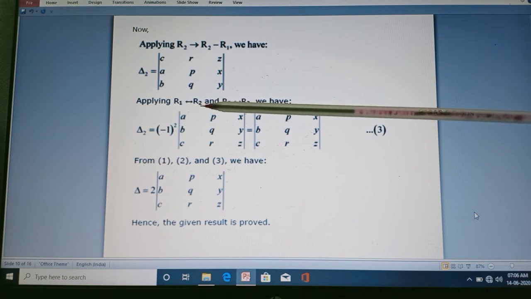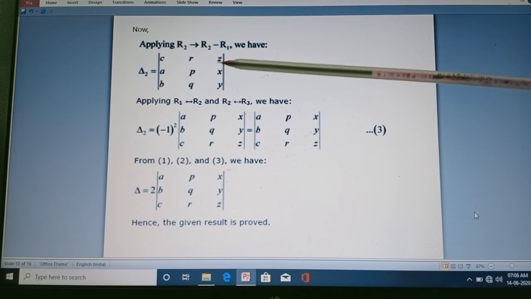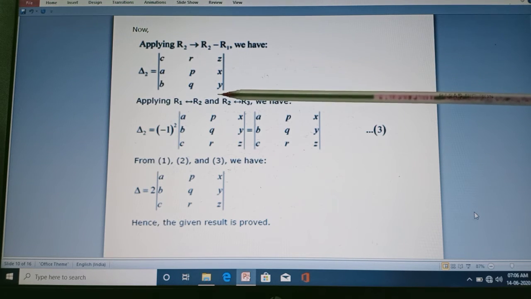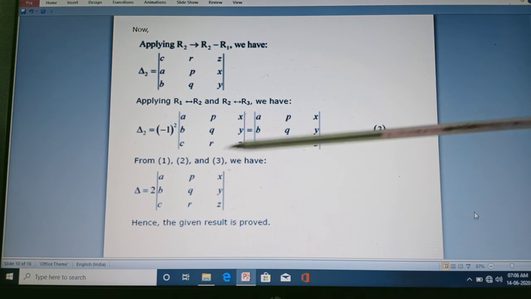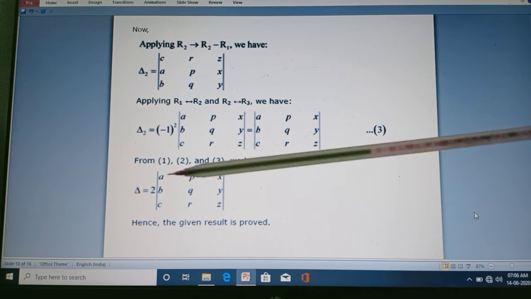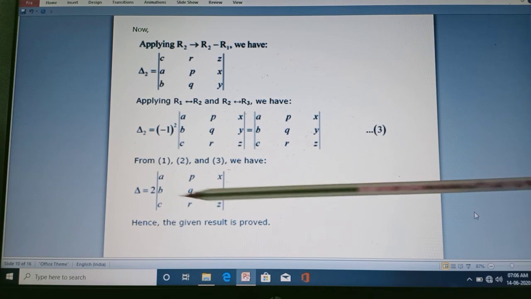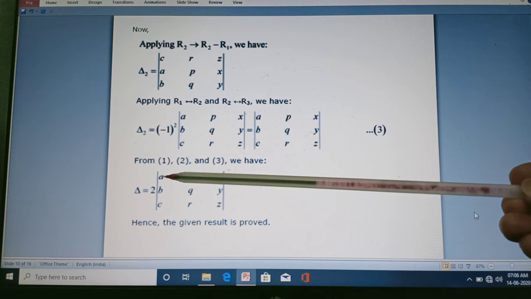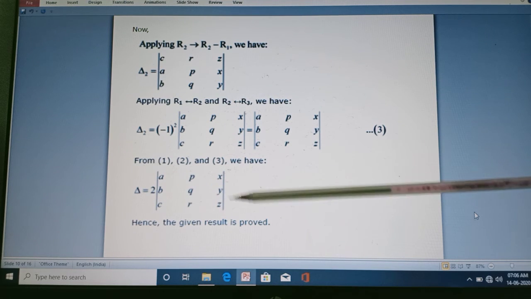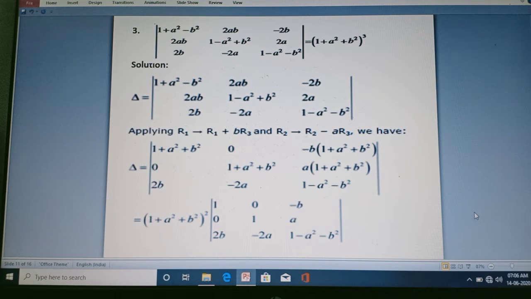So when R1 is going to R2, this is going to here, and R2 is going to R3, and again this one is coming to third row. So ultimately this determinant is going to form. So you can see that determinant 2 and determinant 3 are same. So using 1, 2 and 3, we can write delta equal to delta 1 plus delta 2. So delta 1, delta 2 and delta 3 are identical. So we can write 2 into, in first row a, p and x, second row b, q and y, and third row c, r and z. Hence it is proved.